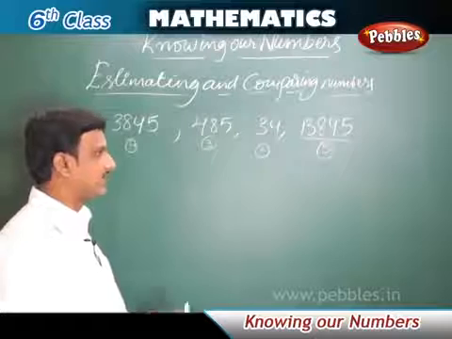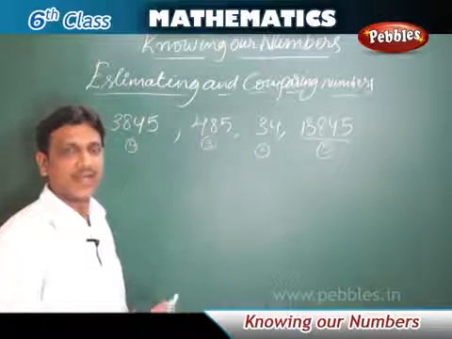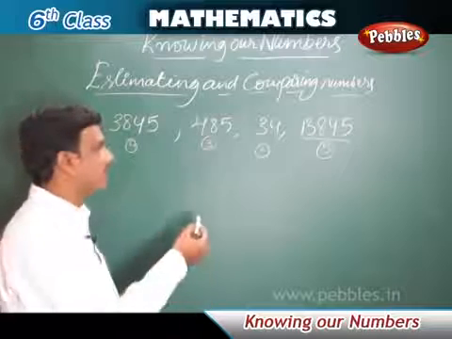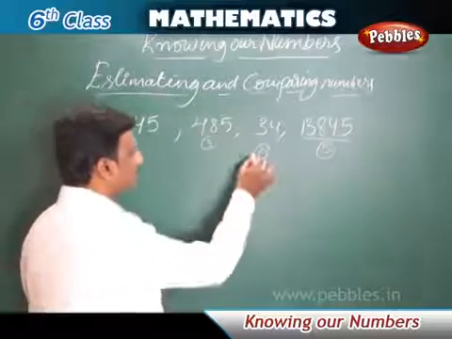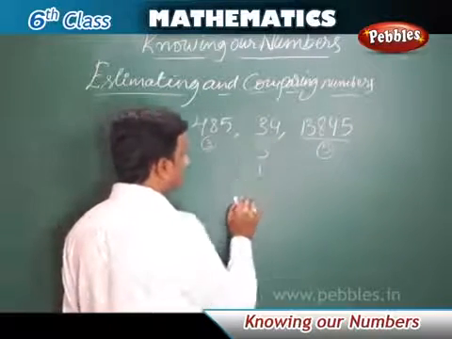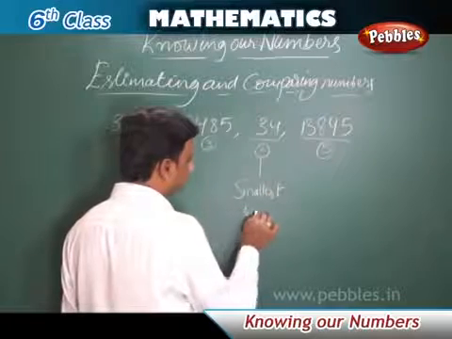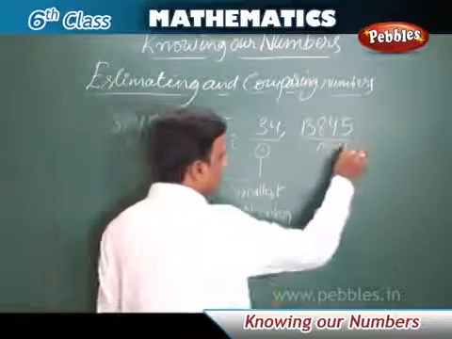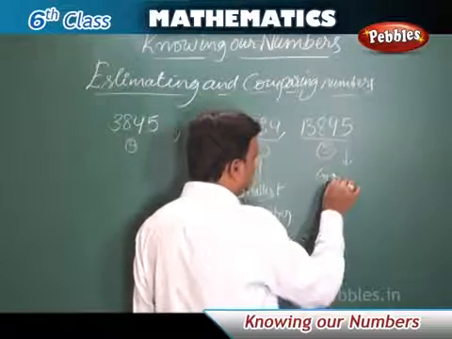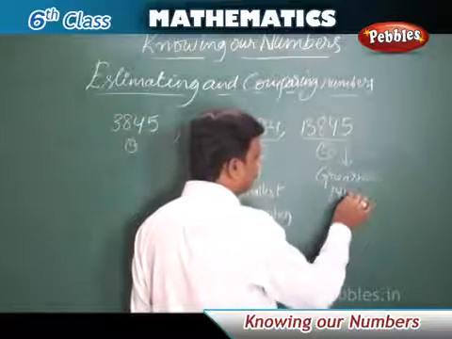So we know that the number which is having more digits is the greatest number, and the number that is having fewer digits is the lowest number or the smallest number. So this is the smallest number, and this number is the greatest number among the given numbers.